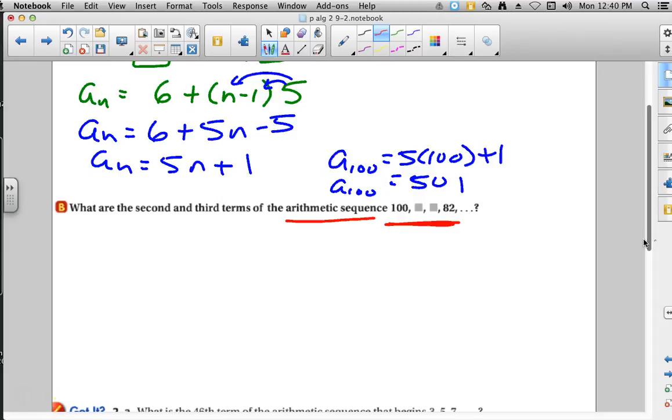So we look at this and we say, all right, I need to know what I have. Let's take inventory of what we have. I know the first term is 100, and I know the fourth term is 82. That's what I know. I also know that it's arithmetic, which means I'm supposed to be able to use this formula.